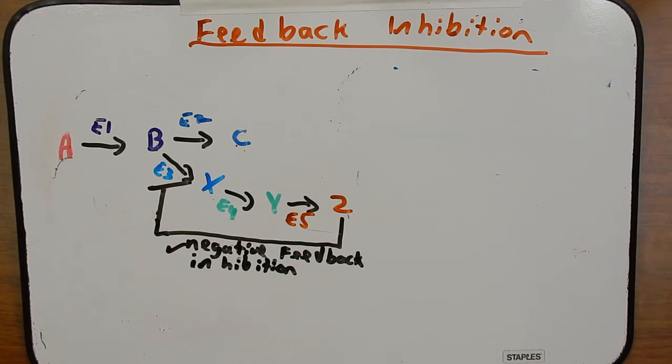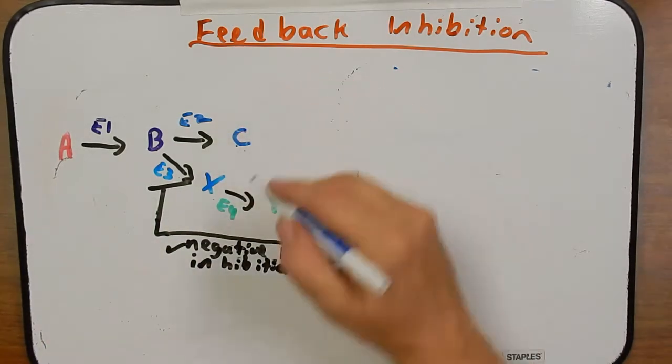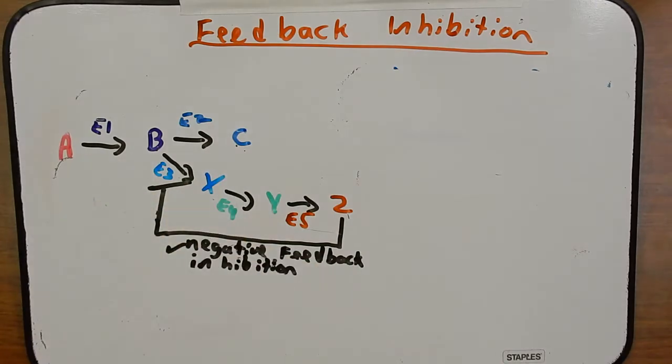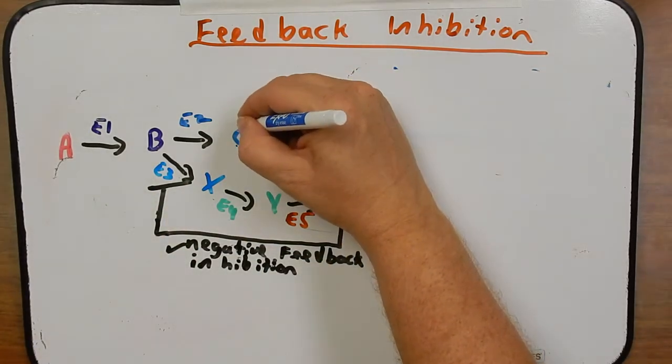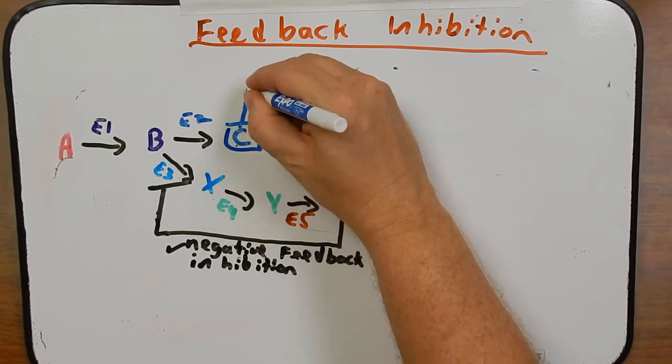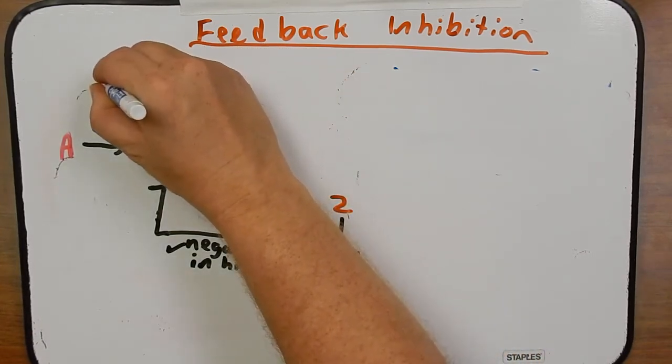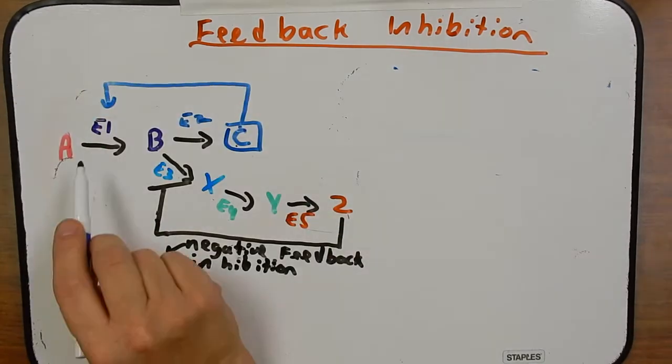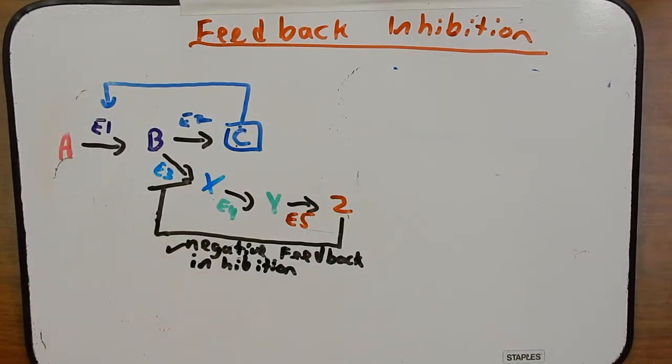So now let's talk about a positive feedback mechanism. And let's use this top part of our pathway. Let's stay in the same pathway, so to speak, here to describe it. And let's just say that product C here, as it builds up, comes back here and somehow enhances the activity of this enzyme.